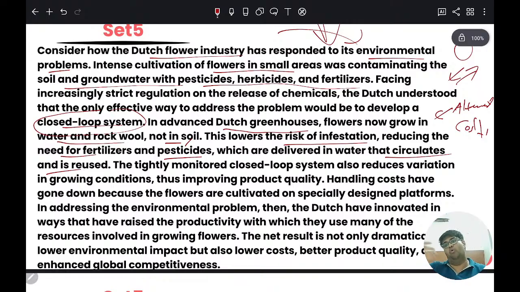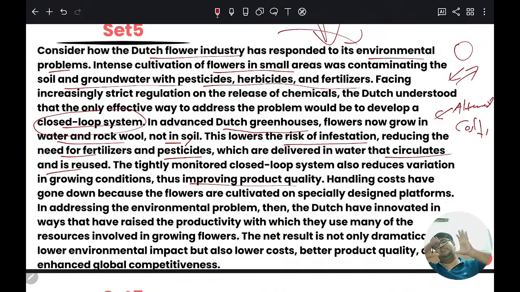Wow. When you put water into the soil, it will absorb and you cannot reuse it directly. It goes underground, then you get it back through precipitation and evaporation. I know all that, but the thing is that here you can reuse it directly. So what is the problem? The tightly monitored closed loop system also introduces variation in growing conditions, thus improving productivity.